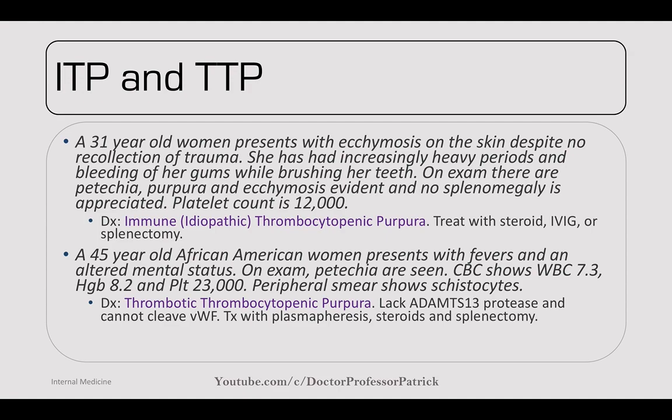Next, there's a 45-year-old African-American woman who presents with fevers and an altered mental status. On exam, petechiae are seen. CBC shows WBC count of 7.3, hemoglobin of 8.2, and platelets of 23,000. Peripheral smear shows schistocytes. So this is thrombotic thrombocytopenic purpura. They lack ADAMTS13, the protease, and they cannot cleave von Willebrand factor. So this leads to lysing of their red blood cells in the periphery. You can treat this with plasmapheresis, steroids, and a splenectomy. And the classic presentation is similar to HUS with the addition of fever and altered mental status.